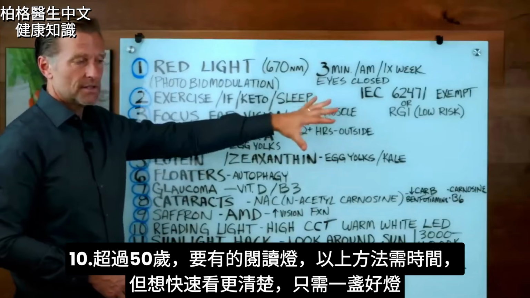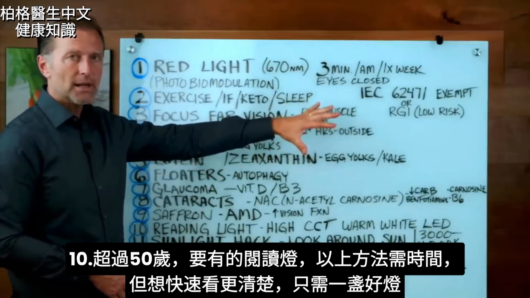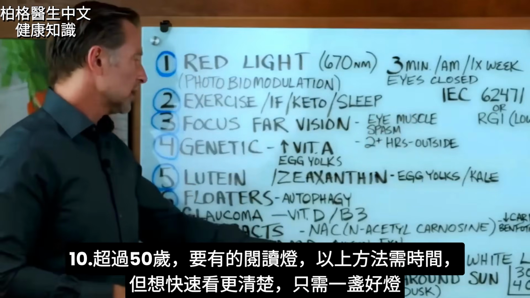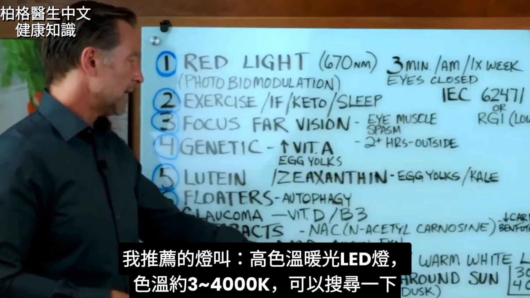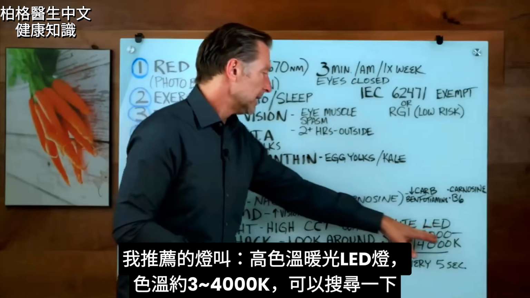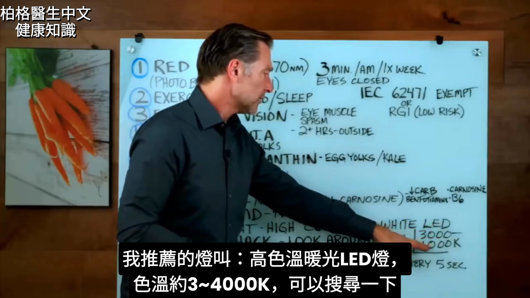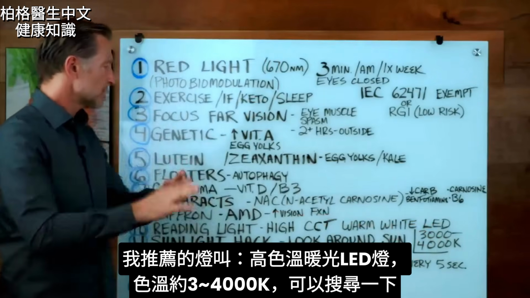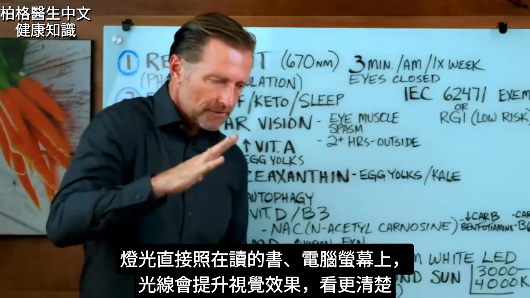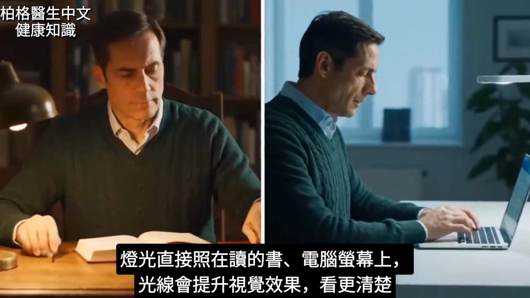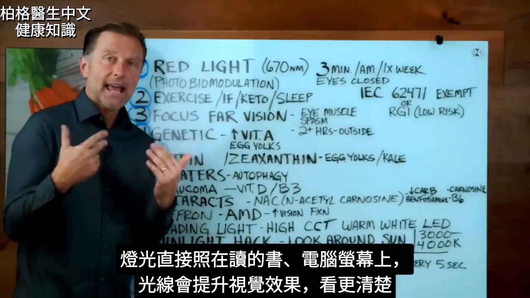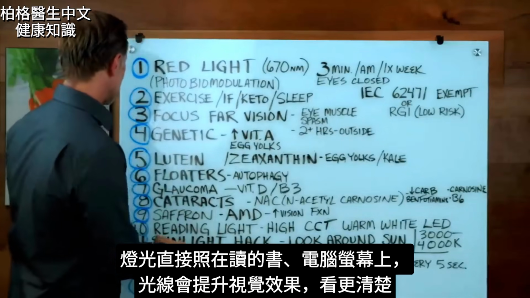Now, number 10 is get a reading light if you're over the age of 50, because in the process of doing all this, it's going to take some time. And if you wanted just to see a lot better quickly, you can just get a good light. I'm going to tell you the light I'm going to recommend. It's called the high CCT warm light LED between 3000 and 4000 K. Okay, you can just do a search on that. And you want that light facing the surface or the book you're reading or the computer that you're looking at. So the light is enhancing your ability to see.